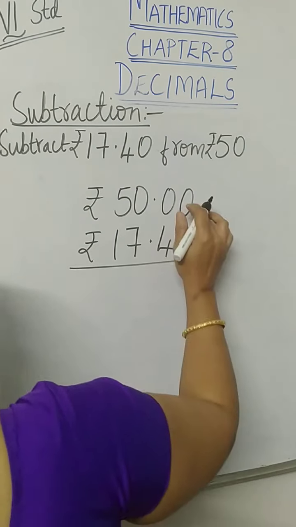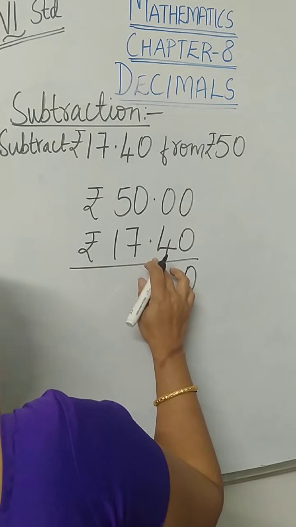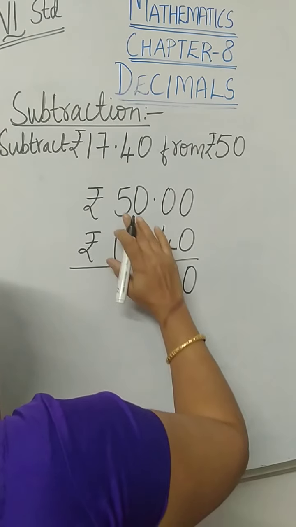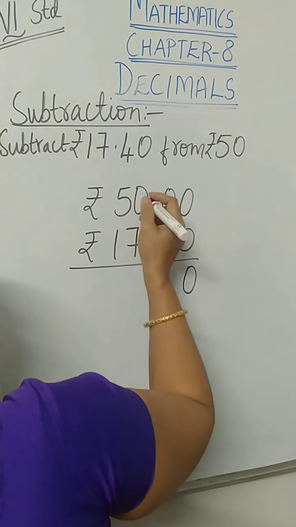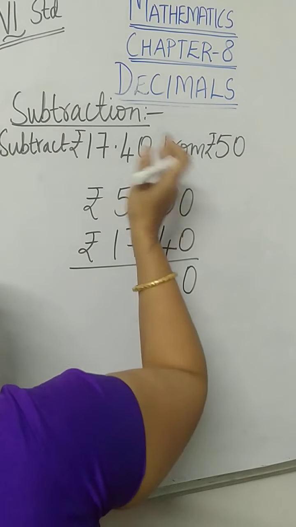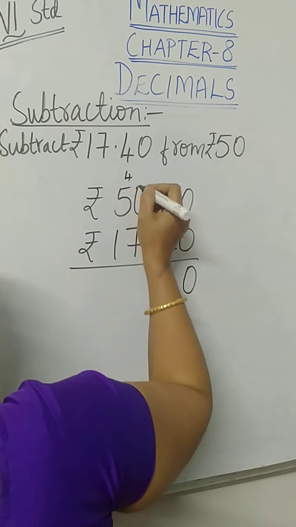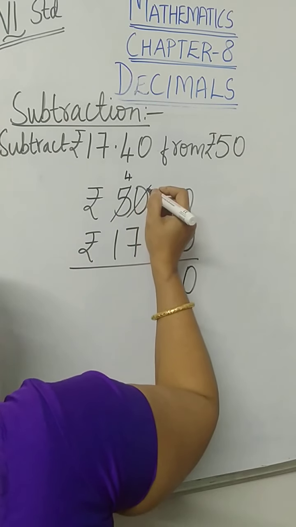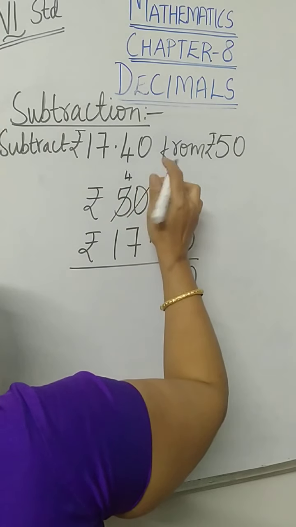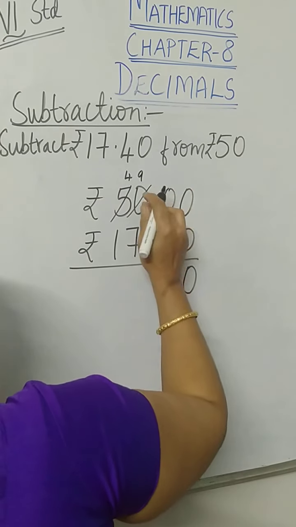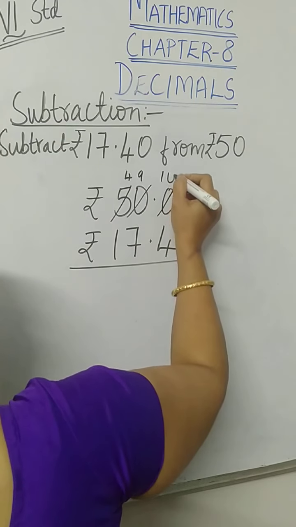When you subtract 0 from 0, it is 0. When you subtract 4, we cannot subtract, so we will have to borrow from the before number. When we borrow, here it is just 0. Borrow from the before number again. This will become 4 here. What will it become? It will become 9 here, and here it will become 10. Yes, this number will become 10.